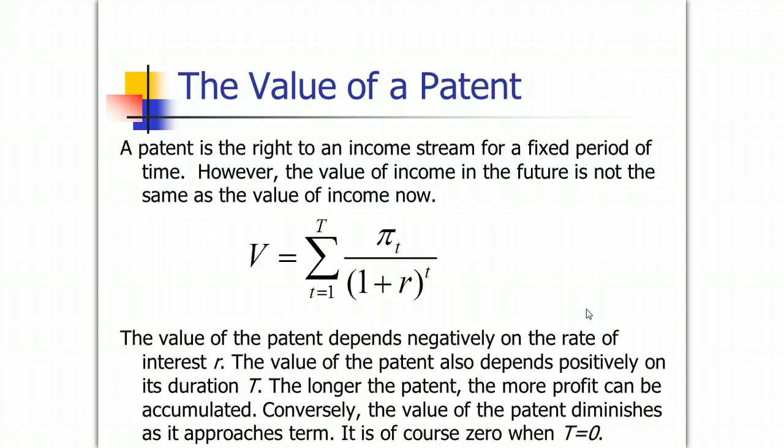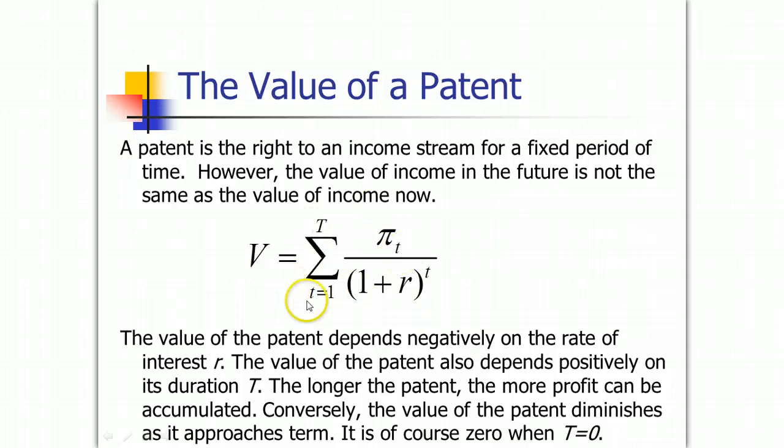So 1 plus r to the power of t is the discount factor. So t is the time periods, which generally will be years. So the further into the future you get money, the less valuable it is. So because of the to the power of t element, this discount factor will increase. The denominator will increase, so it could be 1 plus 0.05 if the interest rate was 5%, to the power of t. So 1 year down the line, 2 years down the line, 10 years down the line.